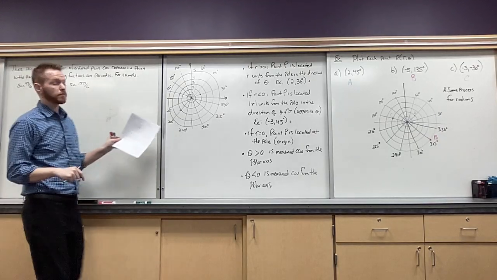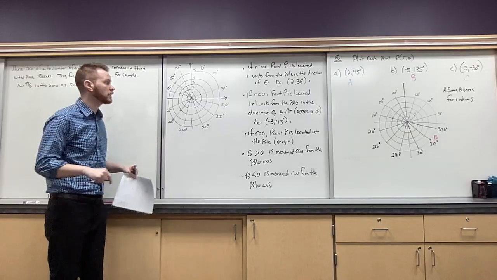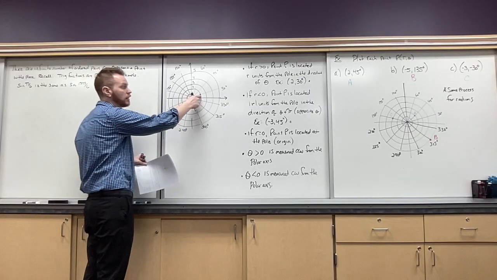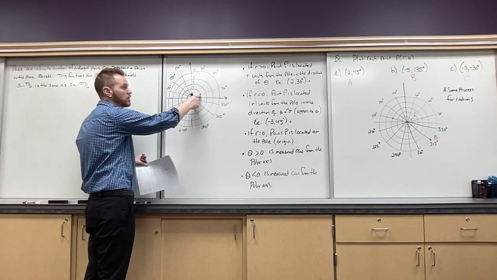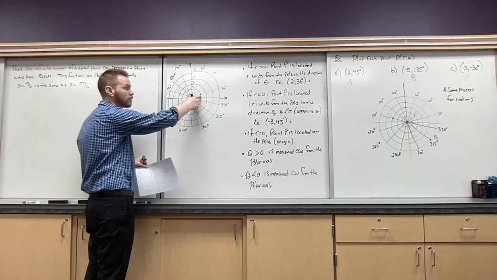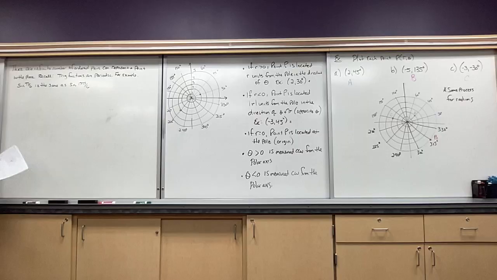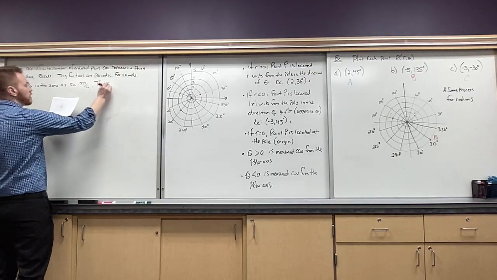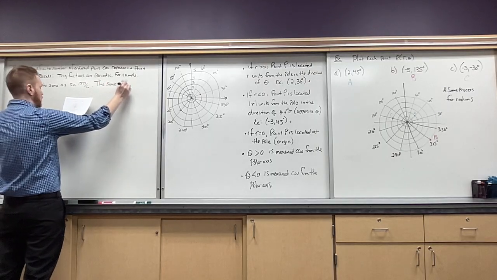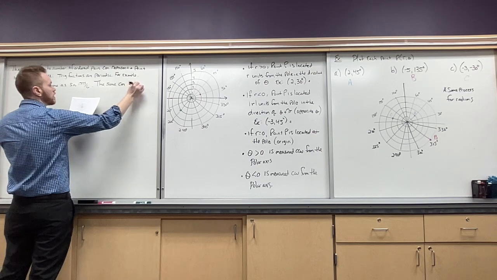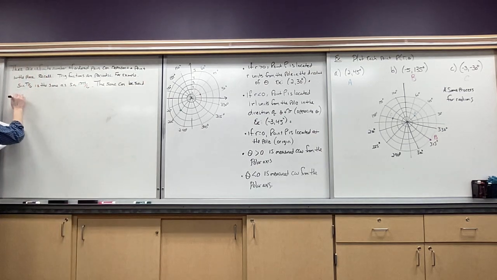I can do the same thing with polar coordinates. So for instance, I can get to this spot again by changing the radius and changing the angle. I can get back to that spot. So that's what we're going to do in this section: I'm going to give you a coordinate and can we find equivalent coordinates that get me to the same position. The same can be said with polar coordinates.